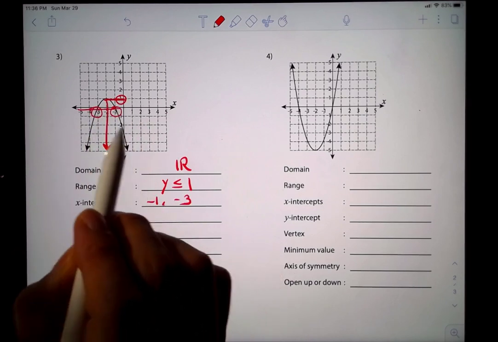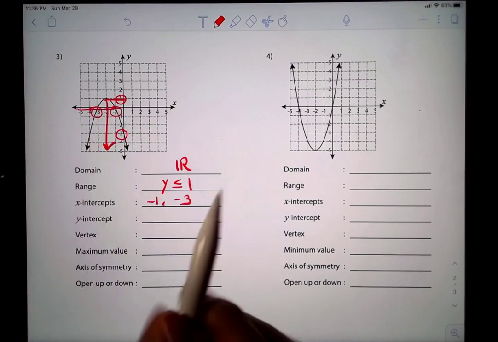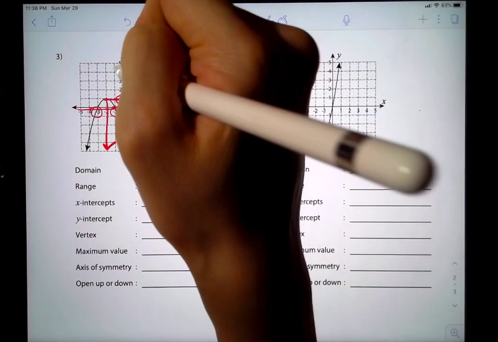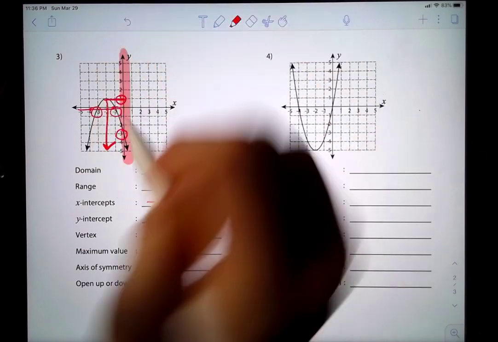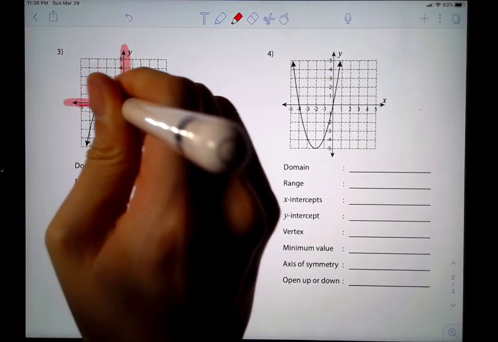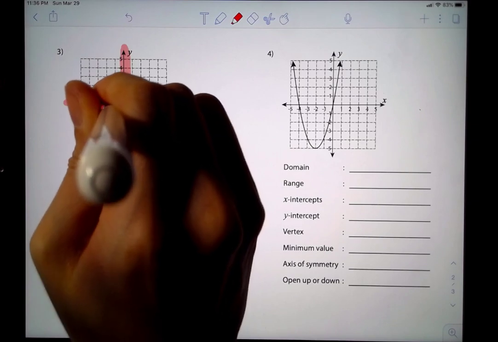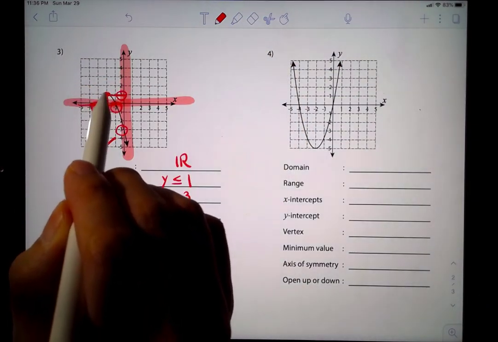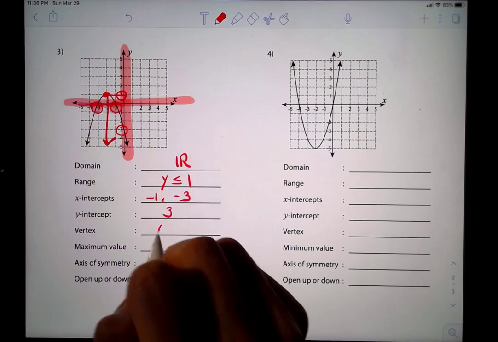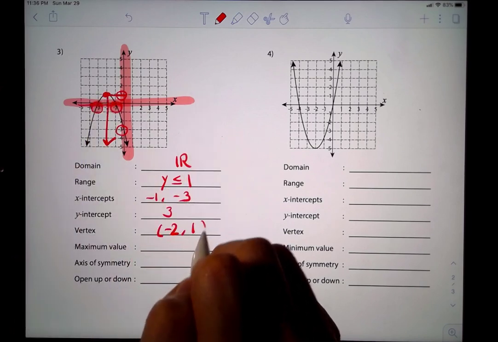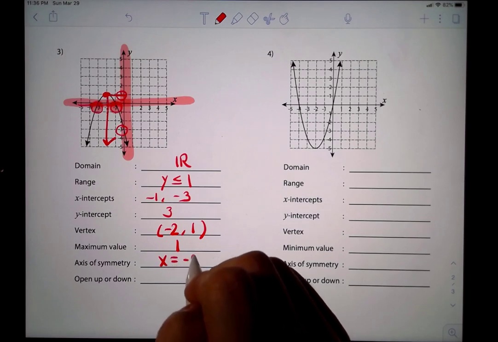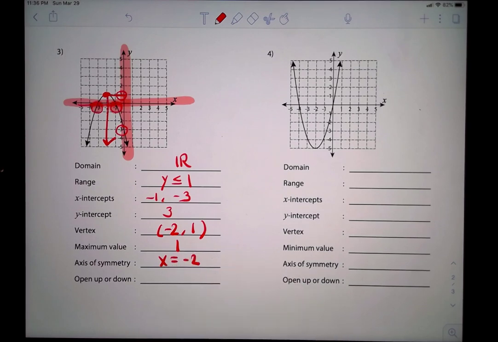And your y-intercept, this is just reading the graph. So that's 3, right? Something on the y-axis. And then the x-intercepts are on the x-axis, so -3 and -1. And my vertex, it's right here, right? That's my vertex, which is (-2, 1). And my maximum, 1. Axis of symmetry, x equals -2. Opens up or down? Down.